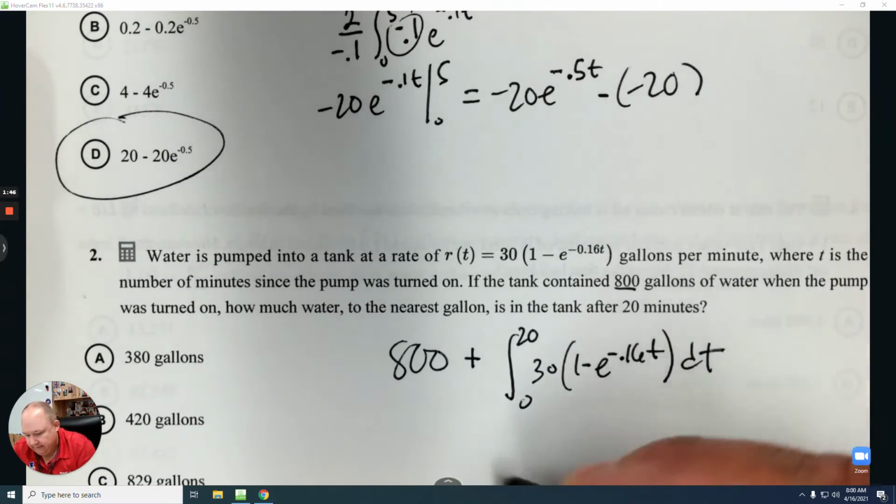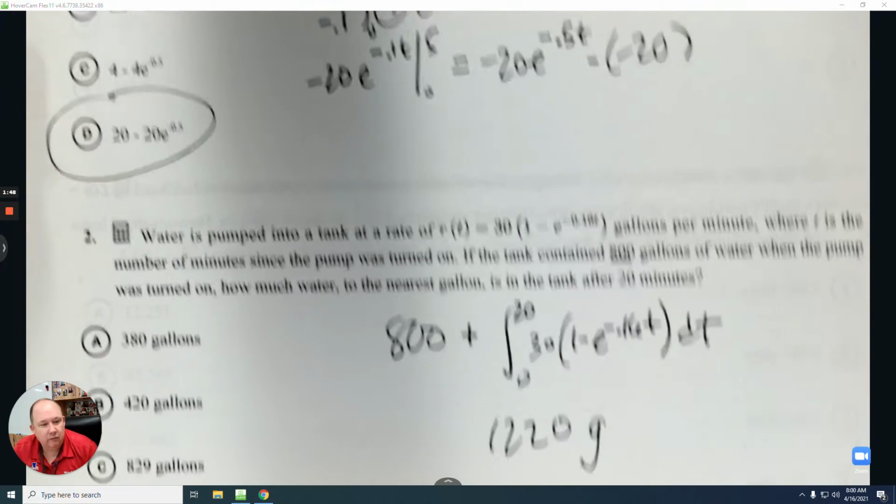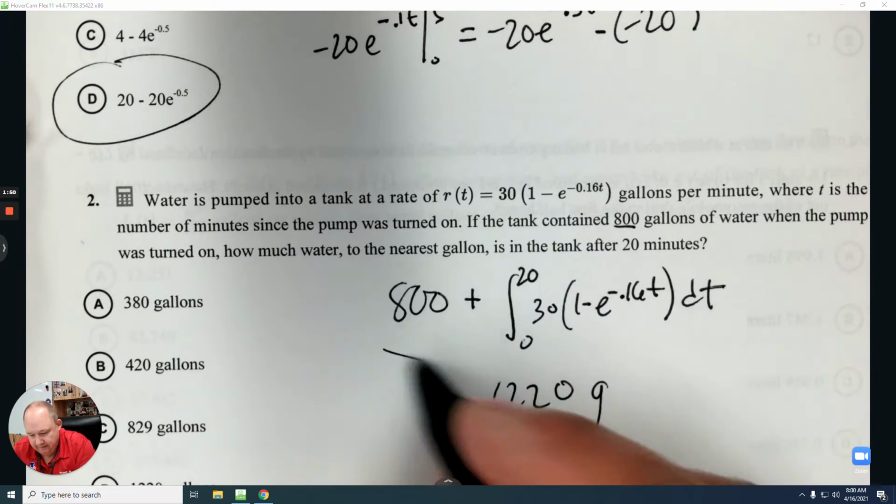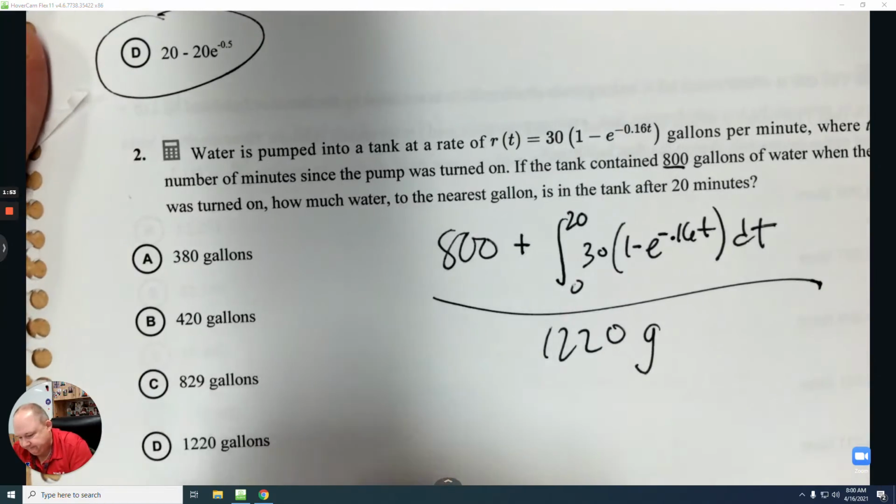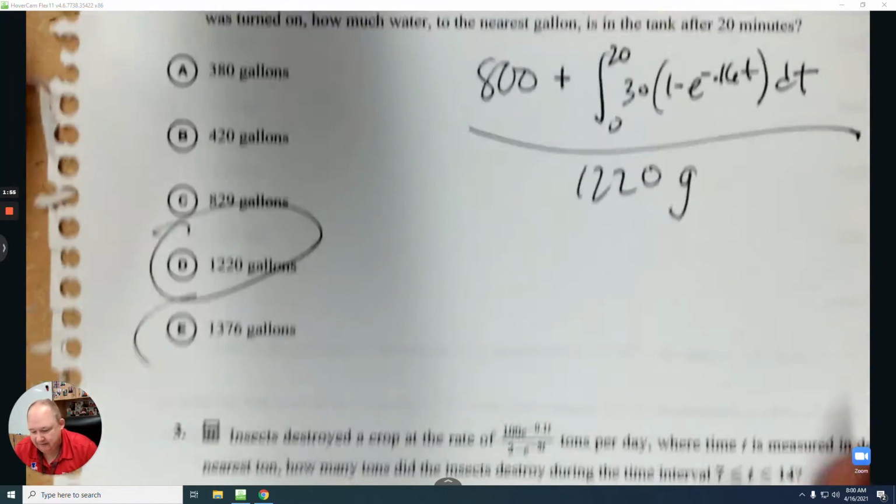Put that in your calculator, and you get approximately 1,220 gallons. So again, that's what you put in. See if you can do it. Make sure you circle the right answer.